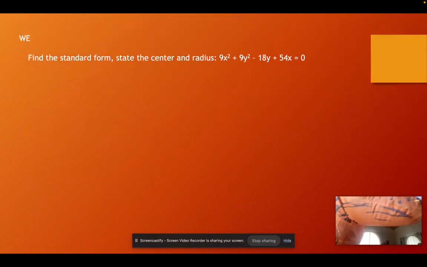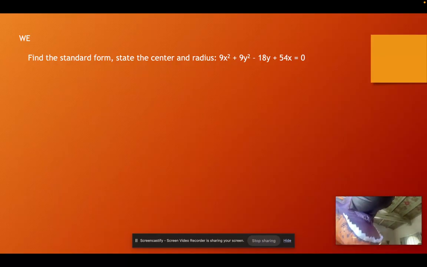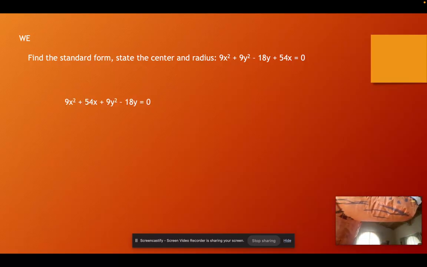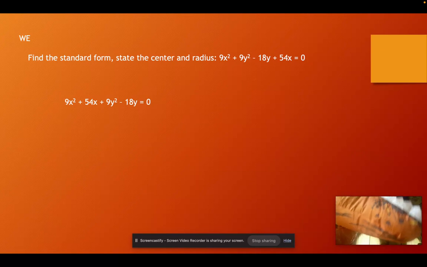Okay, so here we go. Here's our next problem. Let's see if you can do it yourself. But here's what it should look like. Right, so we're going to get the x squared, then the single x, then the y squared, then the single y. Any constants move to the other side. In this case, there are no constants.